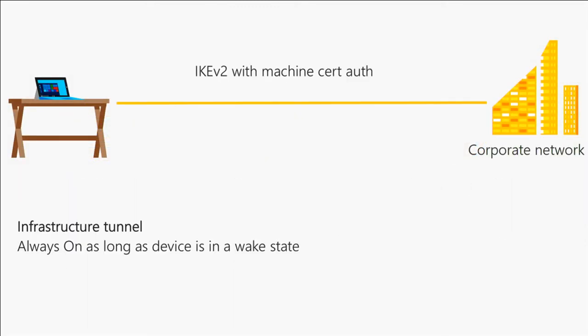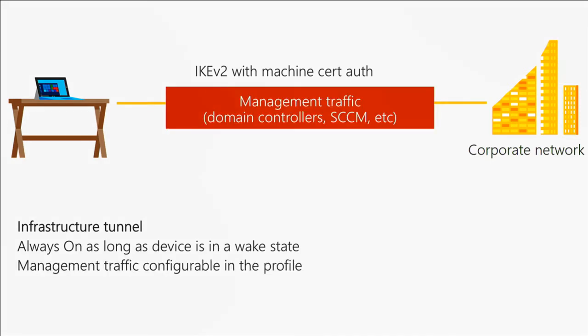So, how is that tunnel created? It is established using our IKEv2 protocol using machine certificate authentication. And it is always on as long as the device is in the wake state. The management traffic is configurable in the profile. So that's what that infrastructure tunnel is meant for. It is for management traffic, so traffic to your domain controllers, to your SCCM servers, and so on. And you can configure it using routing policies as well as traffic filters.